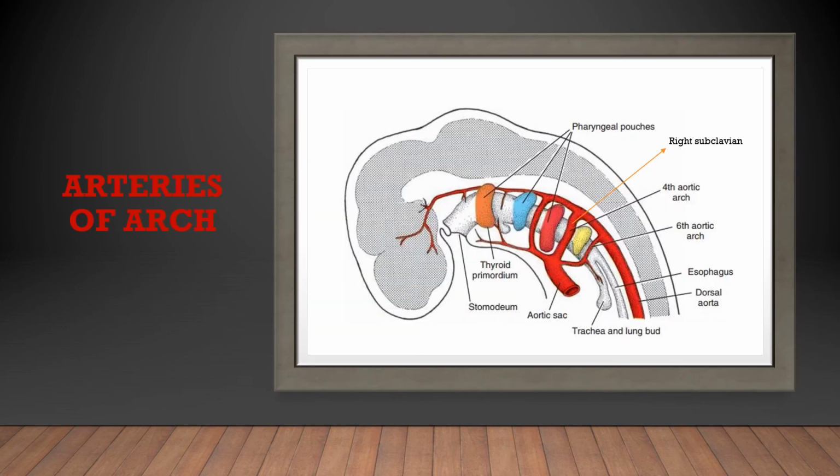Then the fourth arch: towards the right it forms the right subclavian artery, and towards the left the arch of the aorta persists. The fifth arch disappears. Then in the sixth arch, towards the right it persists as the right pulmonary artery, and towards the left it persists as the left pulmonary artery.